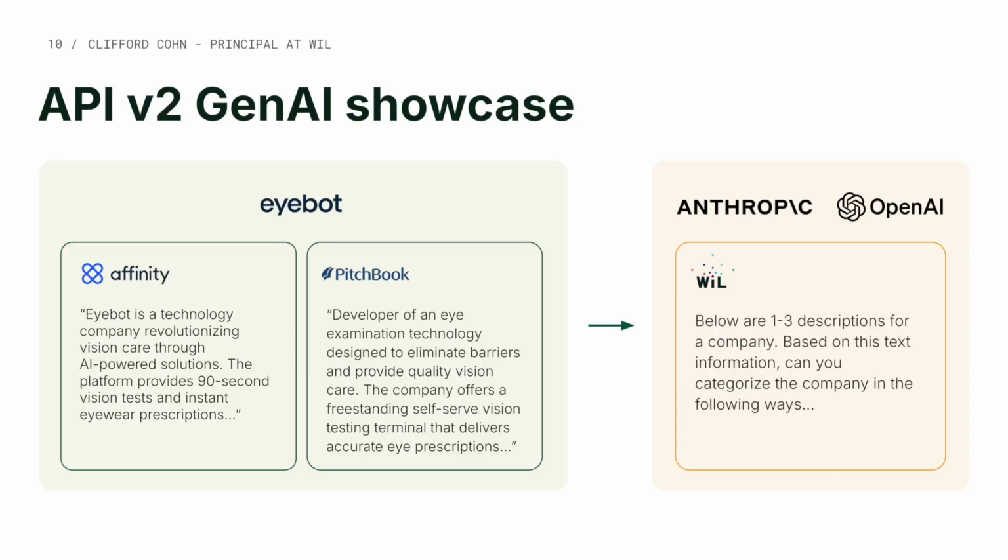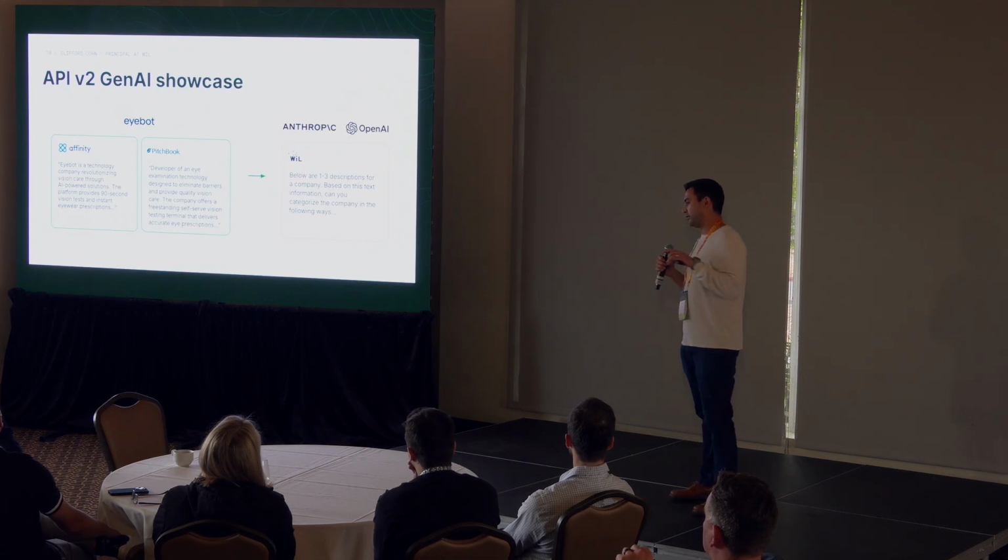So going into one specific use case to help contextualize a bit, on the left you see a company called iBot, and then you see the Affinity description of that company, and PitchBook has another one, and Harmonic will have another one as well. And then on the right we have a simple prompt here that's a bit longer, and we're using Anthropic and OpenAI to categorize this company into our predefined taxonomy of industry verticals. This helps to place it in there to know which investor to assign it to.